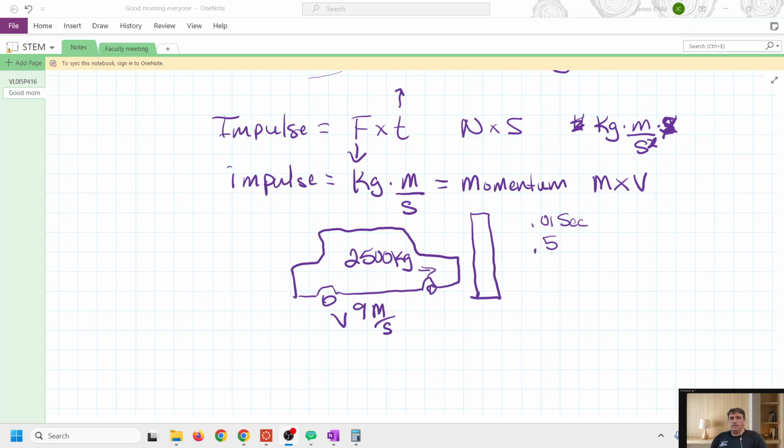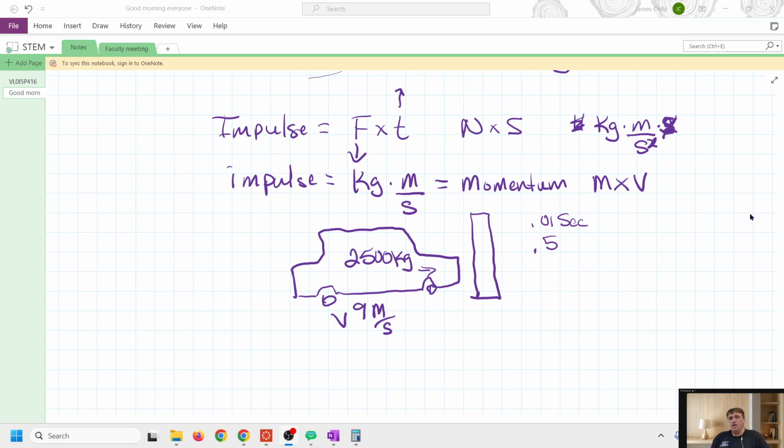And by the way, impulse can be stopping something or it can be accelerating something, right? If I have a baseball bat and a baseball, the longer I keep contact with the ball, the more acceleration, I can add more energy to the system, right?